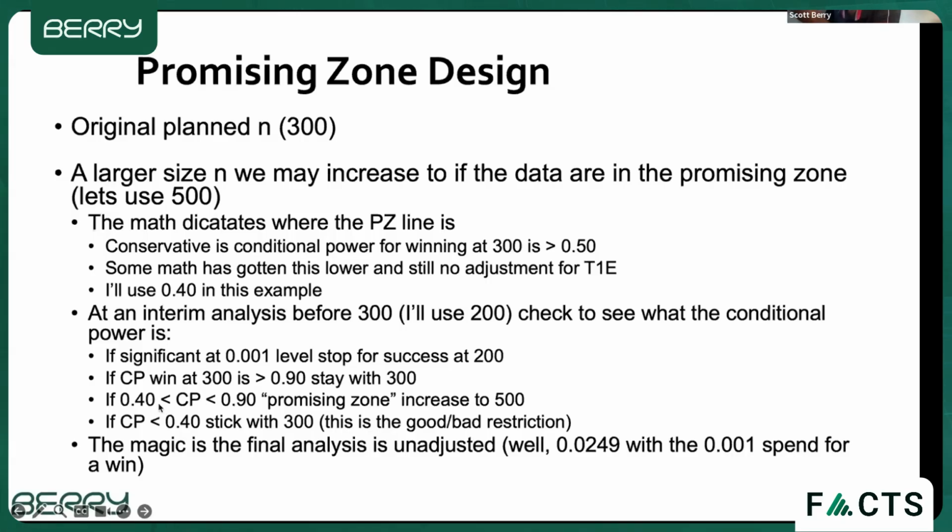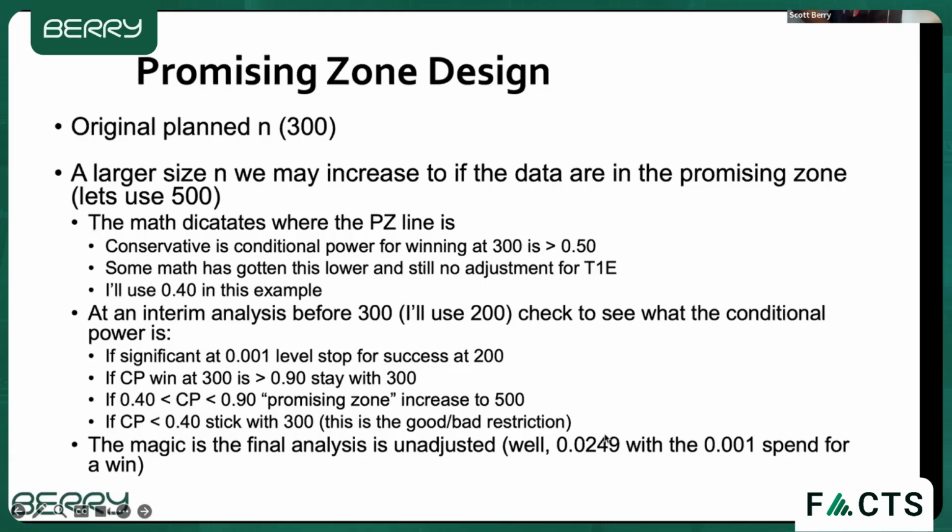lower bound of when I'm allowed to go to 500 is you have to solve a little integral, and here it's about 0.4, where I can go to 500 and I don't adjust alpha. It's a beautiful mathematical trick to it. But if it's less than 0.44, I have to stick with the original 300 in the design. So that's the design in it.